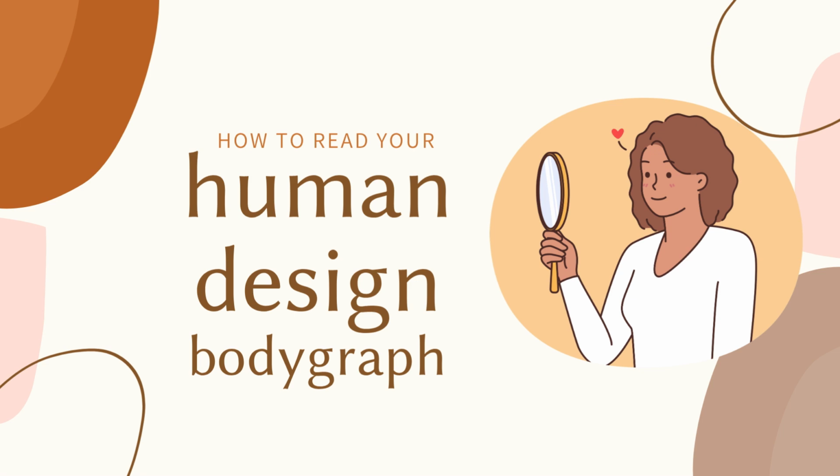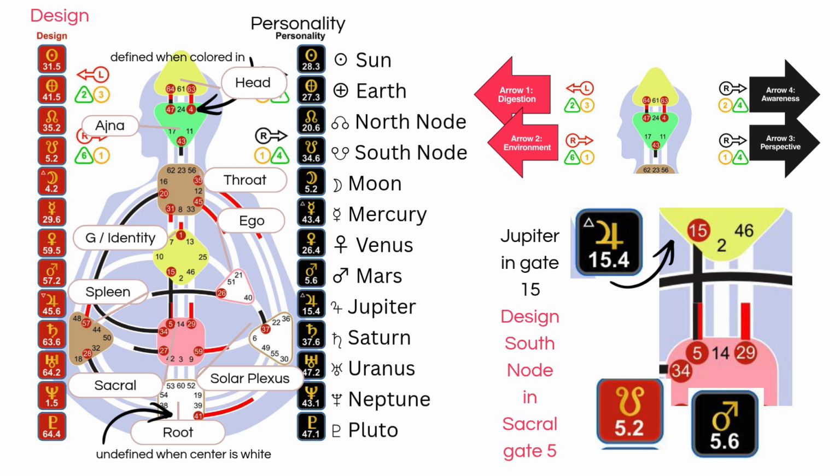How to read your Human Design Bodygraph. On either side of your Human Design Bodygraph or chart, you'll see a string of symbols that are referred to as glyphs.